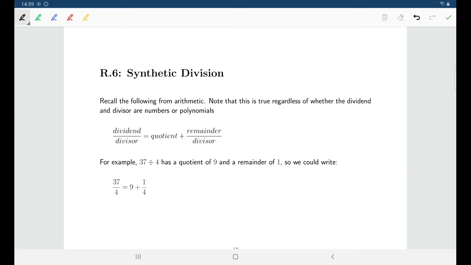Now, like I say, this is true whether we're talking about dividing numbers by numbers or dividing polynomials by polynomials. So if you've got two polynomials and you've divided one by another, you can make a similar statement. You can say the one polynomial divided by the other is equal to the quotient plus whatever the remainder is over whatever we're dividing by.